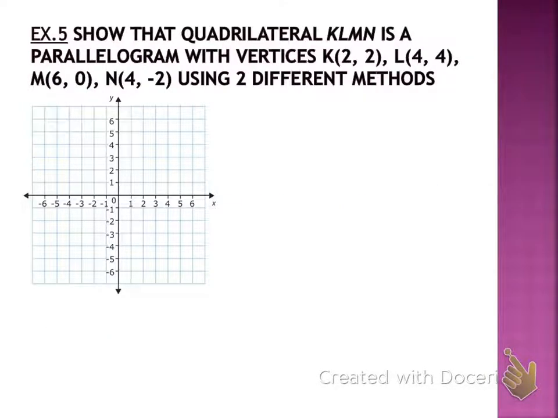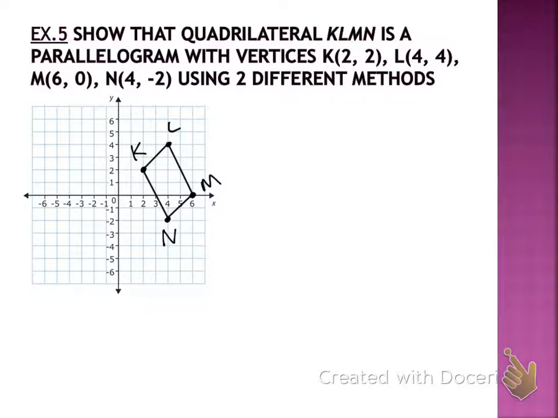Okay. All right, show that quadrilateral KLMN is a parallelogram with the given vertices using two different methods. So let's start by plotting that quadrilateral. So let's say, if we split that down the middle from L to N into a triangle, if we use the reflexive property, would K and N be congruent angles because they have the same side? K and N.